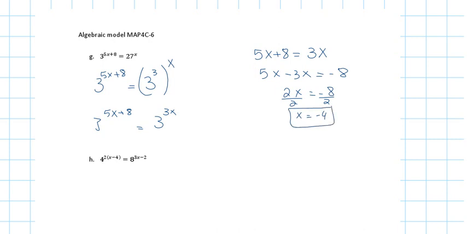If you want to check your work and make sure that your answer is correct, what do you do? Okay, so plug in negative 4 here, plug in negative 4 here, and make sure that the left side is equal to the right side.